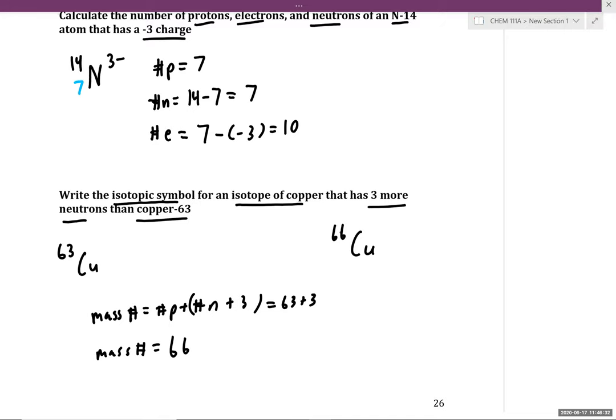Wait, what about the charge though? Ah, so copper 63 is neutral. It has a charge of zero. So copper 66 would also be neutral. In general, you're allowed to assume that your atoms are neutral unless you're given additional information.